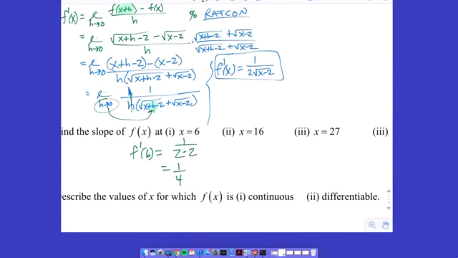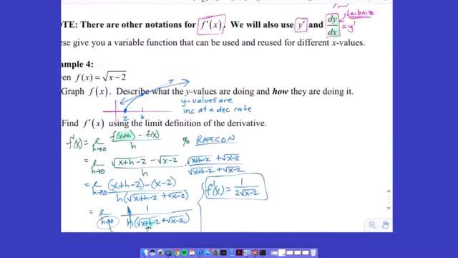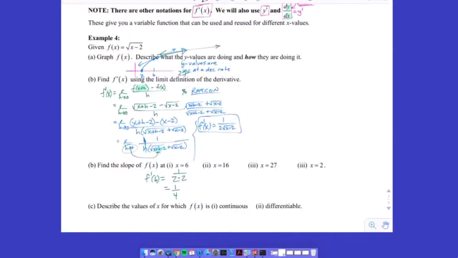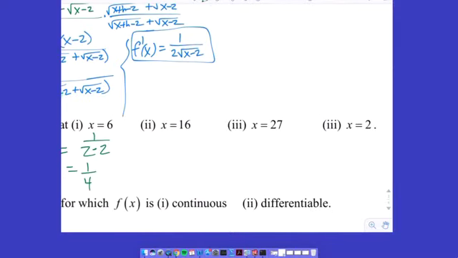All right, let's do one more. Let's do it at 27. 27 is way out here. Notice the tangent line is a lot flatter as you go to the right. Well, I want to know what it is quantitatively. So here we go. It's just f prime of 27, which when you plug in is 1 over 2 times, let's see, 27 minus 2 is 25. The square root of 25 is 5. You get 1/10.